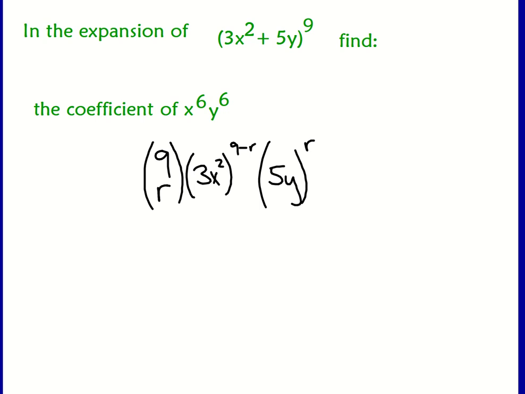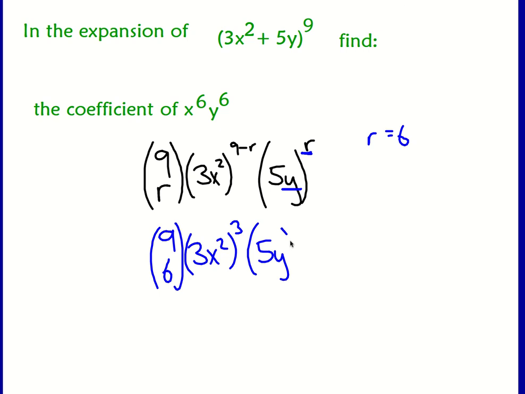And then in this case, we're going to use inspection. So we're just going to look at this and say, what would r have to be in order that I could get x to the 6th and y to the 6th? And the easiest one probably to look at is this one that has the y to the r power here, to understand that r would have to be 6 in this case. Once we figure that out, then just go back and put that in. I would have 9 choose 6 times 3x squared to the 9 minus 6, and then times 5y to the 6th. And then I'm going to go ahead and multiply all this out, and then I'm just going to write down the coefficient for the answer.